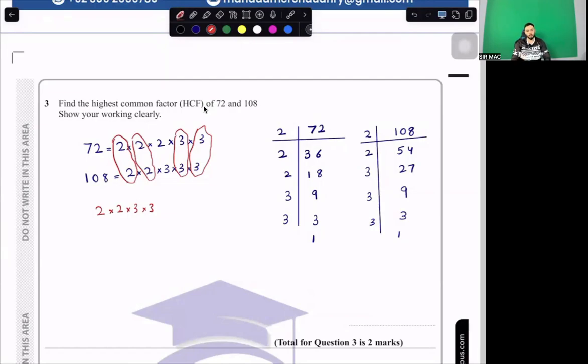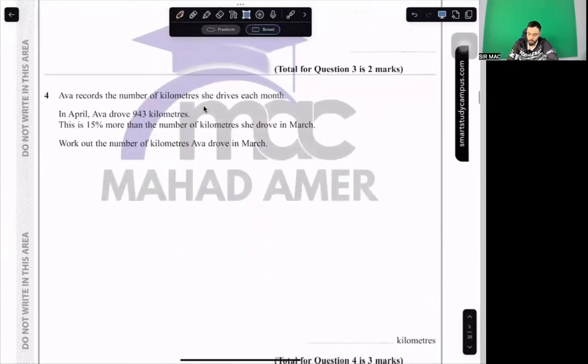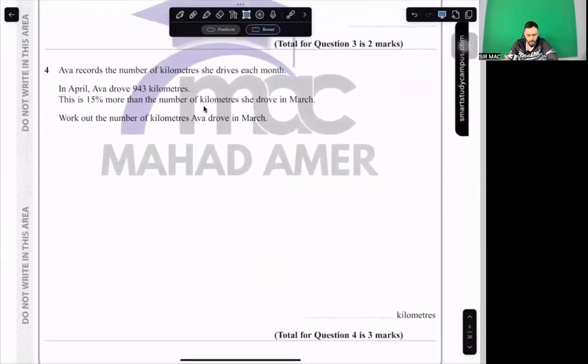36, I'm getting as the common. Okay, now this one's pretty easy. Ava records the number of kilometers she drives each month. In April, Ava drove 943 kilometers. Work out the number of kilometers Ava drove. This is 15% more than the number of kilometers she drove in March. Work out the number of kilometers Ava drove in March.